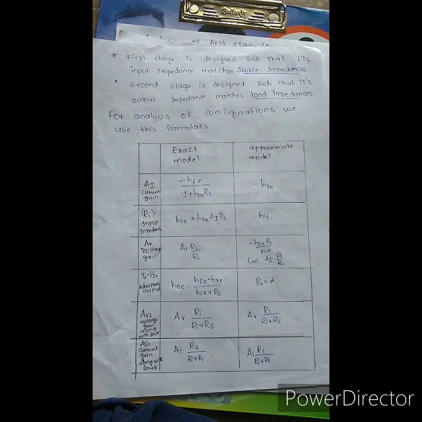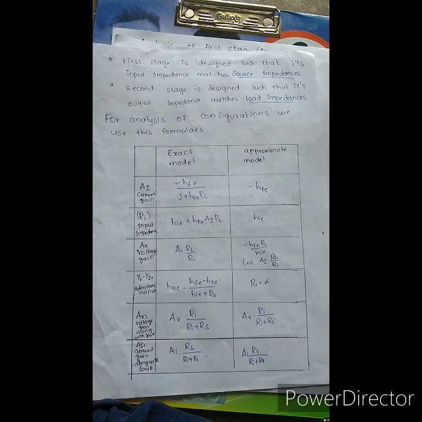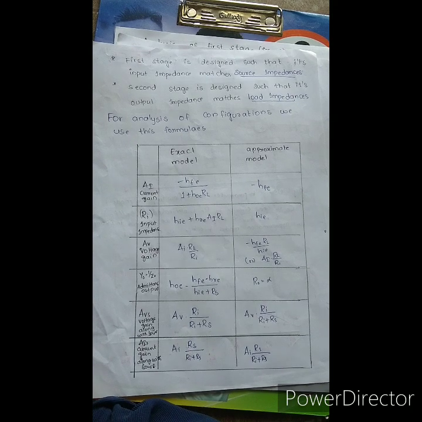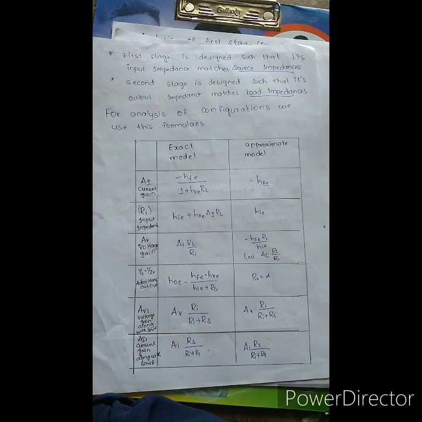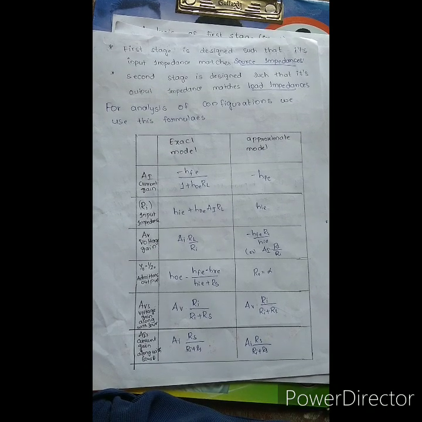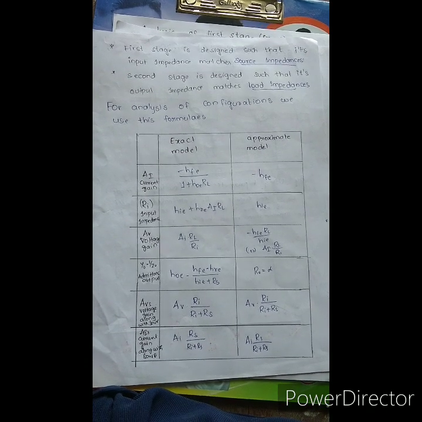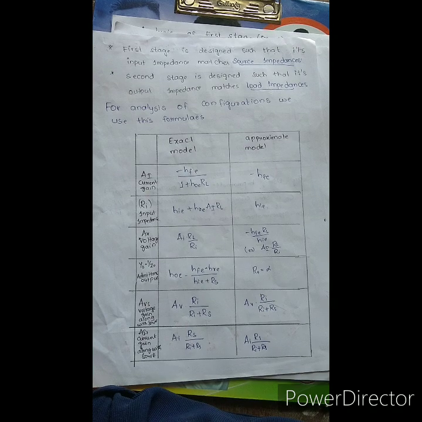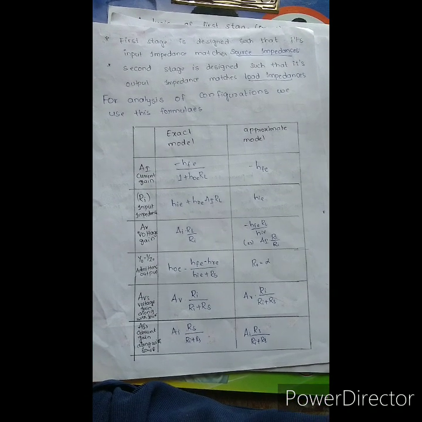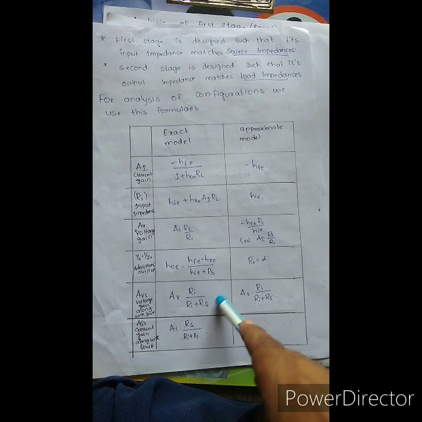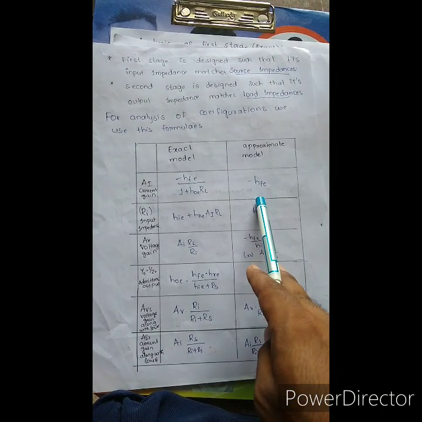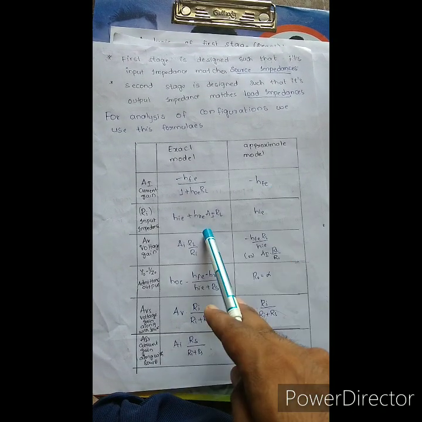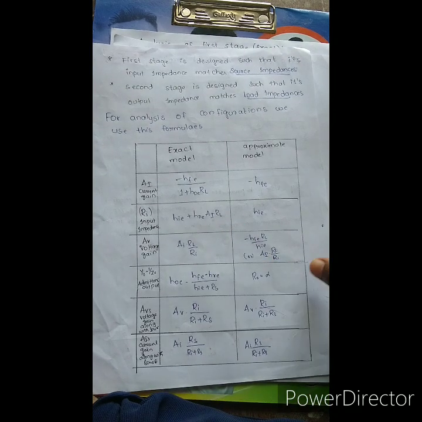And we have two conditions, friends. The first stage is designed such that its input impedance matches the source impedance. The second stage is designed such that its output impedance matches the load impedance. We all know that the first stage has the source impedance, and the second stage has the load impedance. For analysis we should learn some formulas. Just remember current gain, input impedance and voltage gain. Enough, friends. We will go to the topic now.